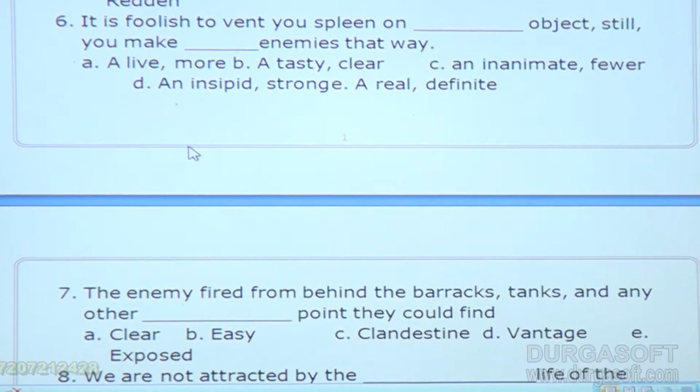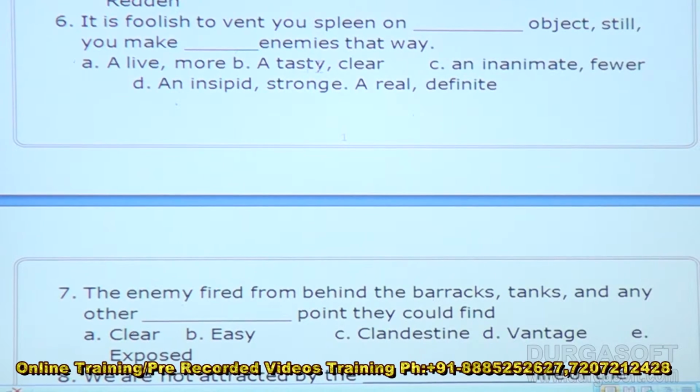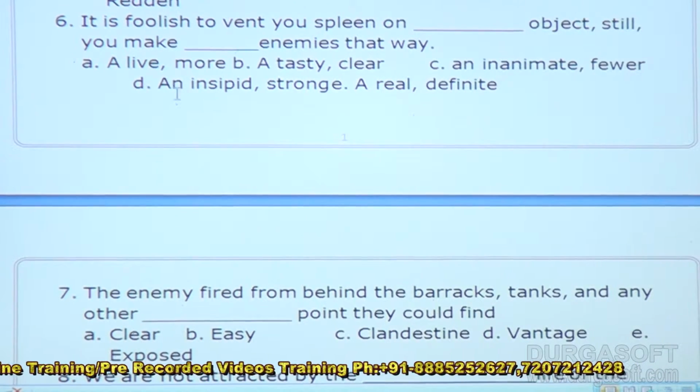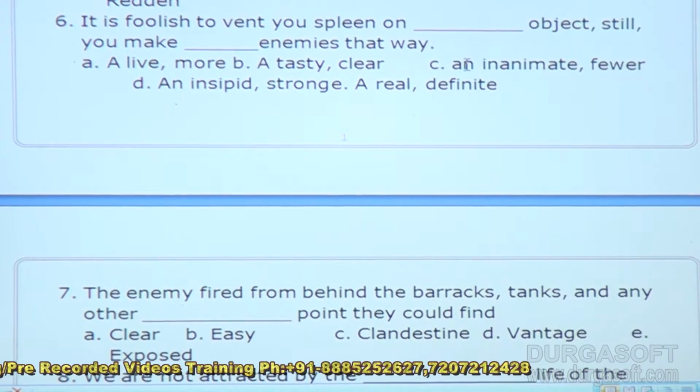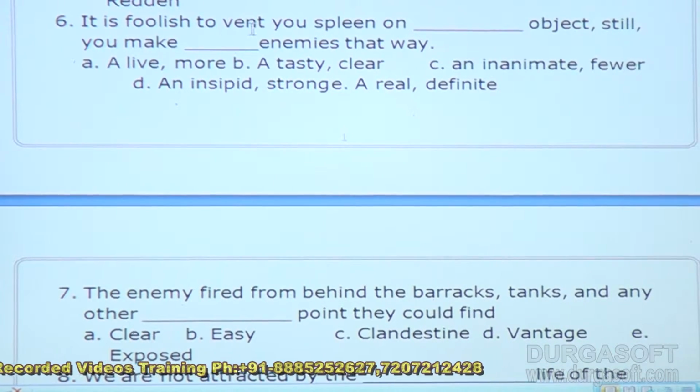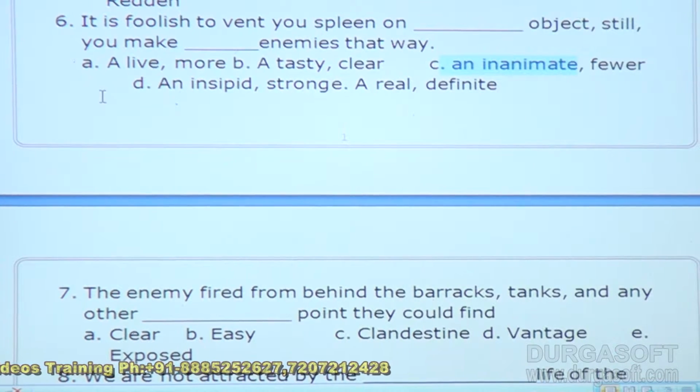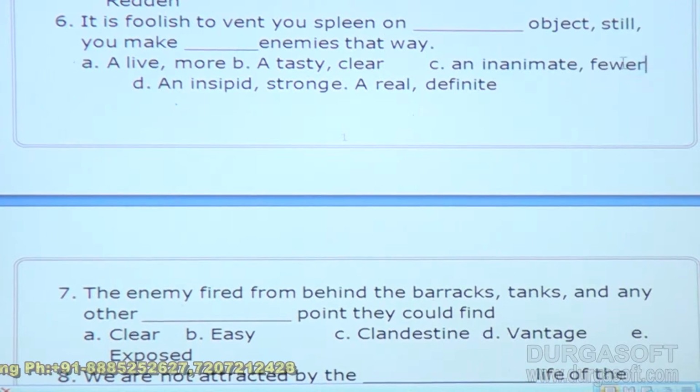Number 6 question. It is foolish to vent your spleen on dash object, still you make dash enemies that way. So here, it is foolish to vent your spleen on an inanimate object, still you make fewer enemies that way. That is the most appropriate answer for this question.